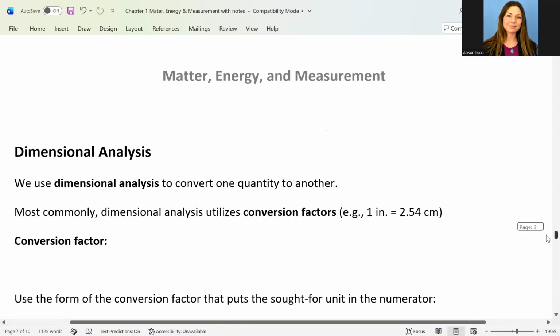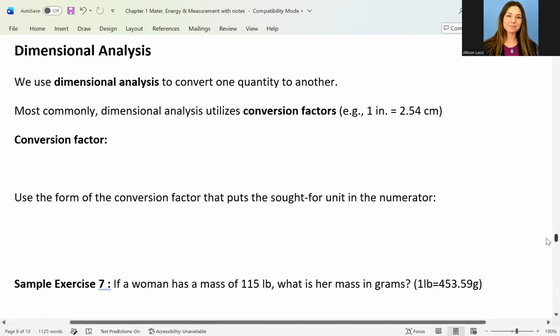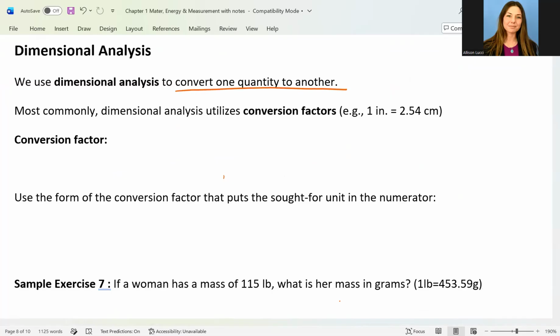Let's continue here with the final topic in this chapter, that is dimensional analysis. When we perform what's called dimensional analysis, it's when we convert from one unit to another. So it's just a fancy way of saying we're going from grams to pounds or something like that. Dimensional analysis uses what are called conversion factors.